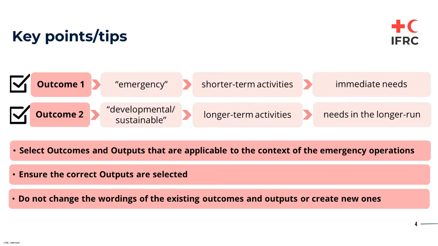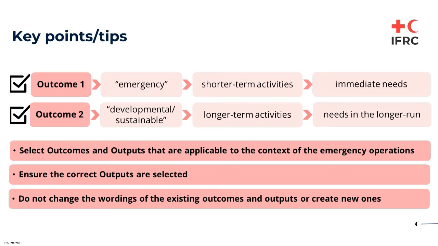National society only need to select those that are relevant to the context. Ensure the correct output is selected. If the national society is planning to carry out, for example, distribution of safe water, then output 1.2 should be selected. Or if there are plans to carry out distribution of hygiene items, then output 1.5 should be selected. Logically, if output 1.5 is selected, you should also be thinking about doing hygiene promotion activities, which means output 1.4 should be there as well.